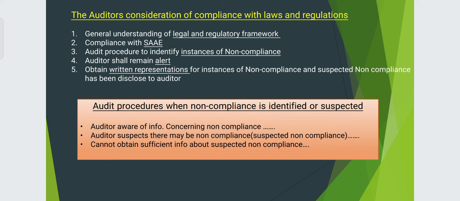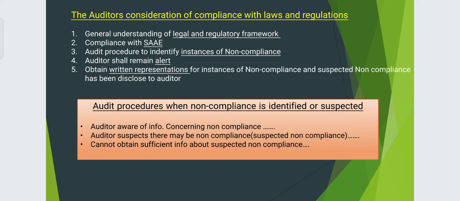The third one I have written is that the auditor cannot obtain sufficient information about suspected non-compliance. If sufficient information about suspected non-compliance cannot be obtained, the auditor shall evaluate the effect of the lack of sufficient and appropriate audit evidence on the auditor's opinion. And the auditor shall evaluate the implications of non-compliance in relation to other aspects of the audit, including the auditor's risk assessment and the reliability of written representations, and take appropriate actions.